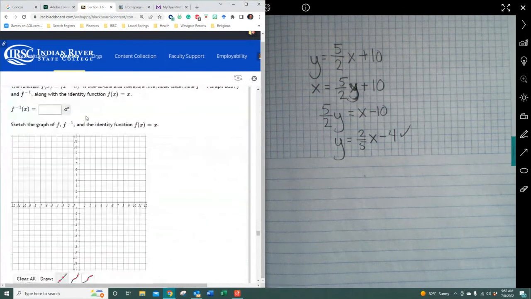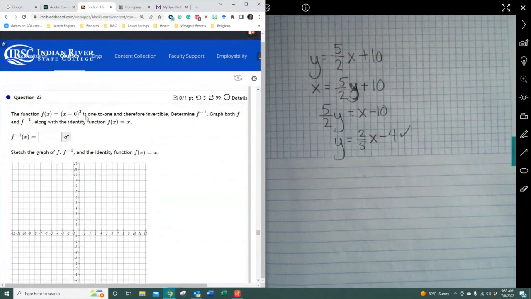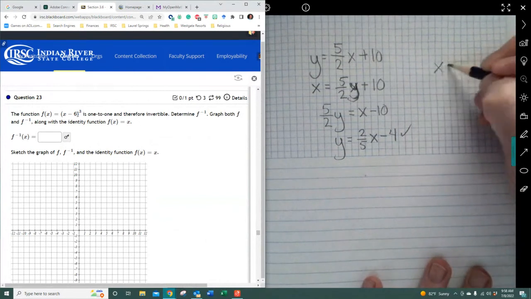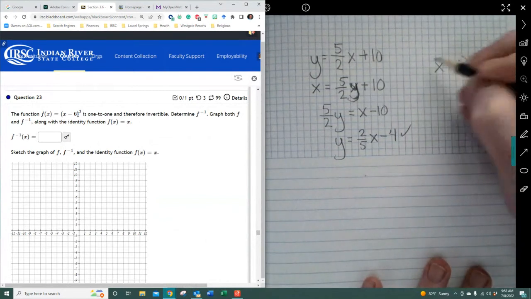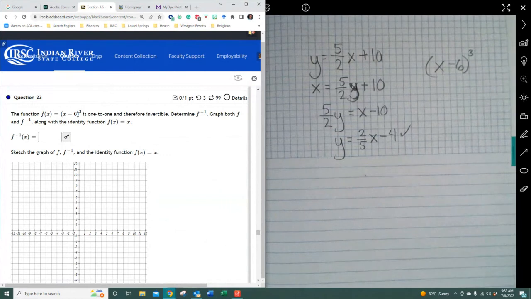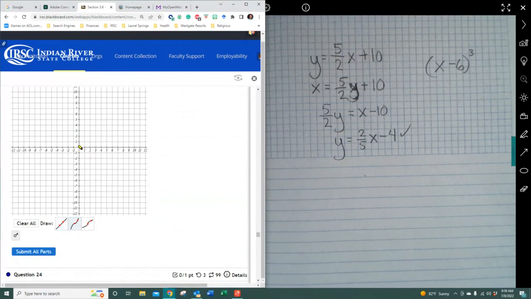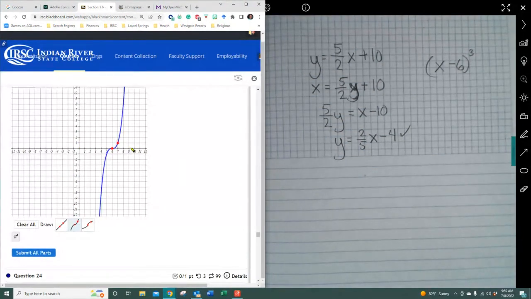I'm going to do one more of these, and then I'm going to call it on this topic. So we have this function right here. This function is a cubic function. If we remember translation, this is going to be a cubic function that's 6 units to the right. So I want a cubic function that's 6 units to the right, and it looks like that.